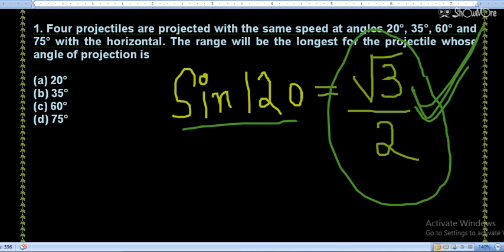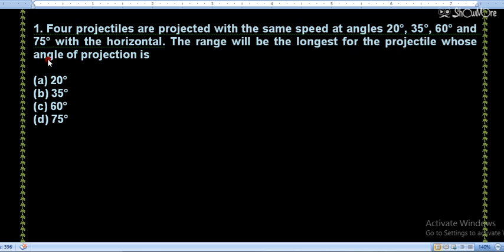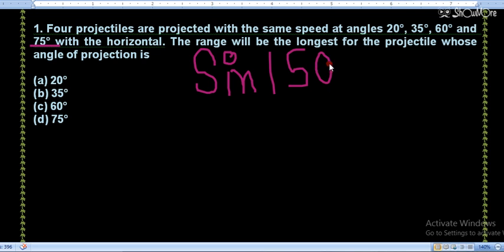And if I go further, this is 75 degree with the horizontal. So in case of 75, sine 2 theta will become sine 150. Sine 150 we can write as sine 90 plus 60, which is equal to cos 60.